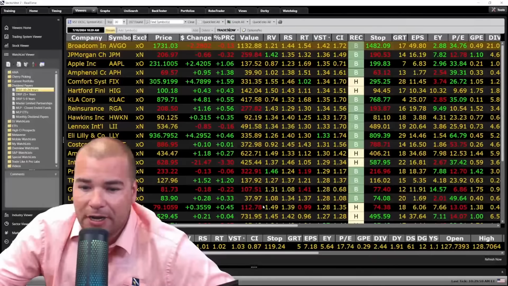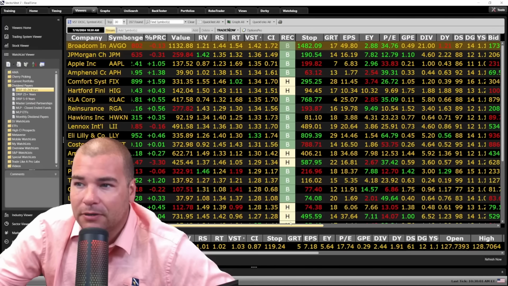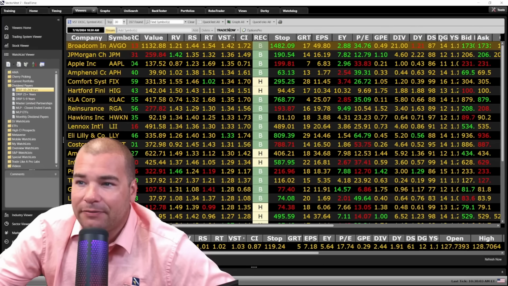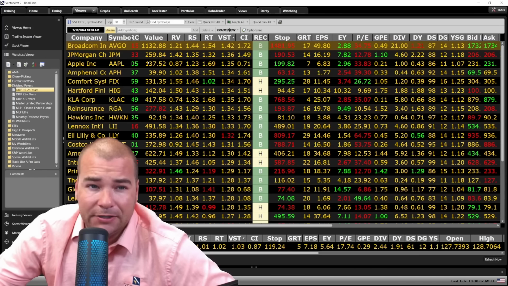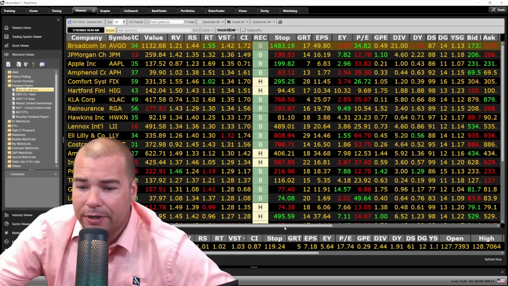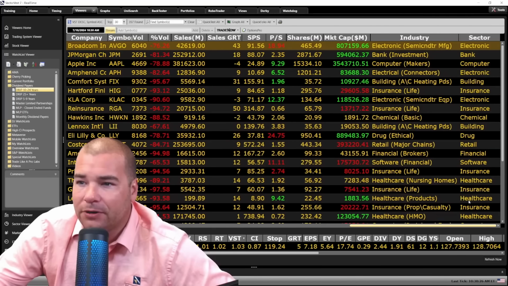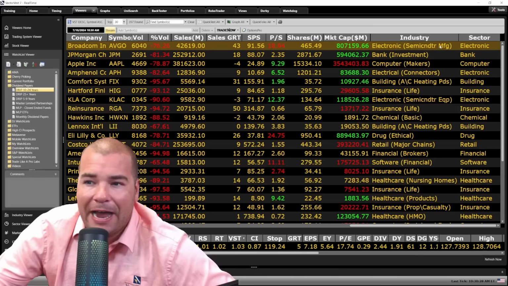Now, as I take a look at these stocks and I scroll over to the right, we do see the dividend safety, dividend growth rate, and the YSG, all very favorable ratings here. I mean, we've got Broadcom, JP Morgan. So let's scroll over to the right. Pretty diverse list. We've got semiconductor manufacturing, bank investments, computer makers. So let's take a look at a couple of these charts.